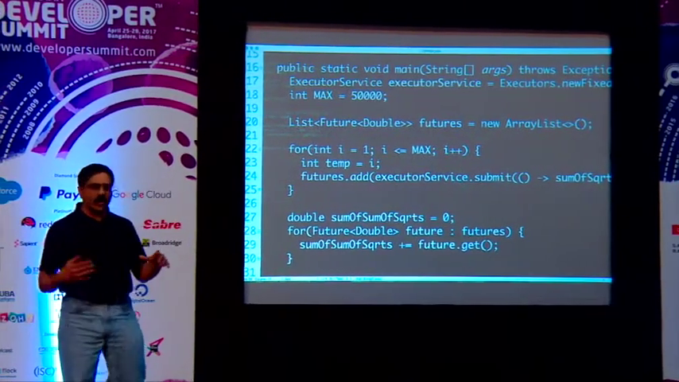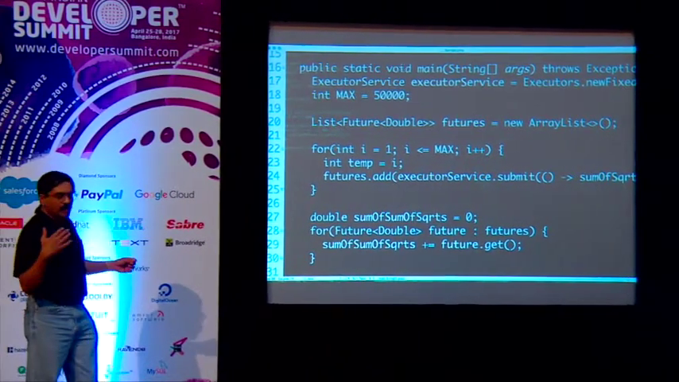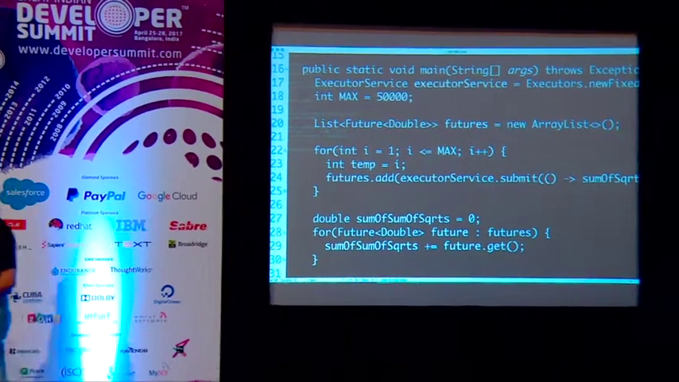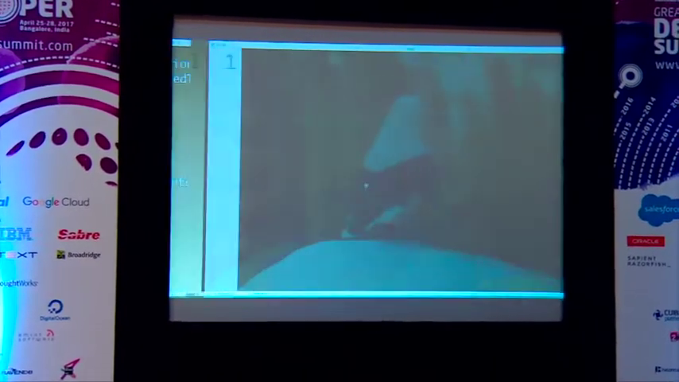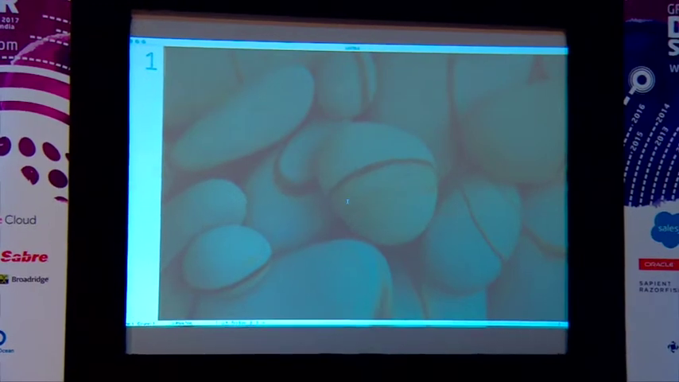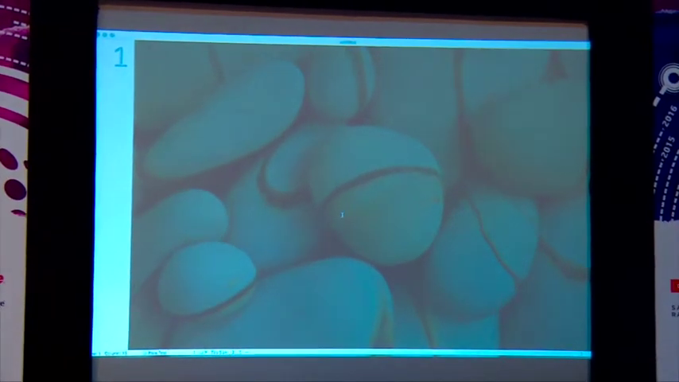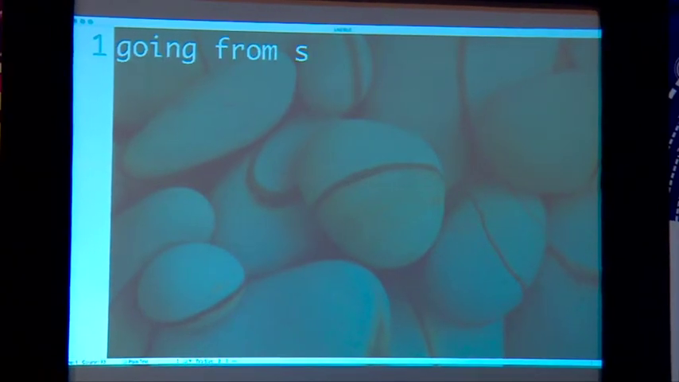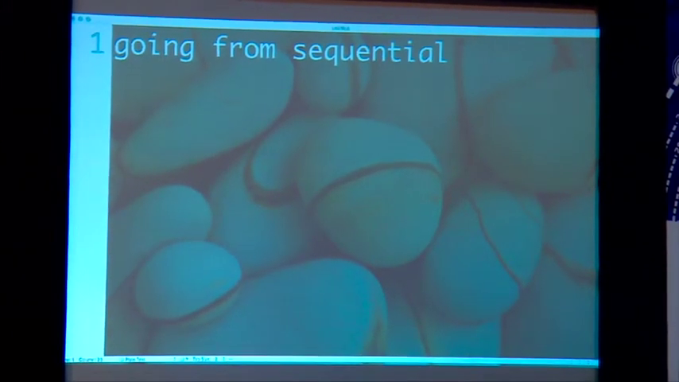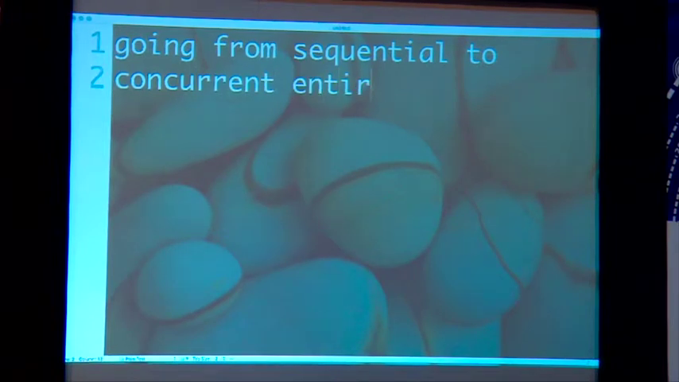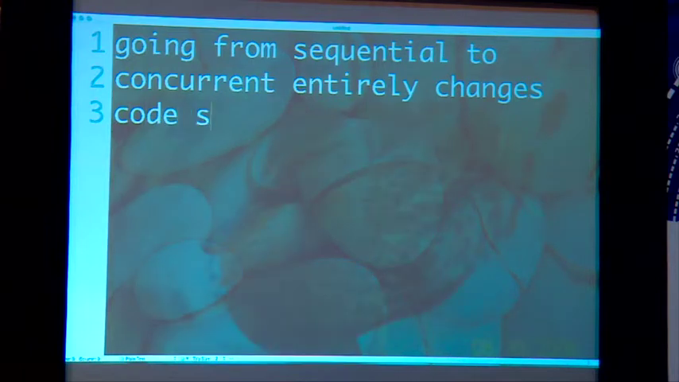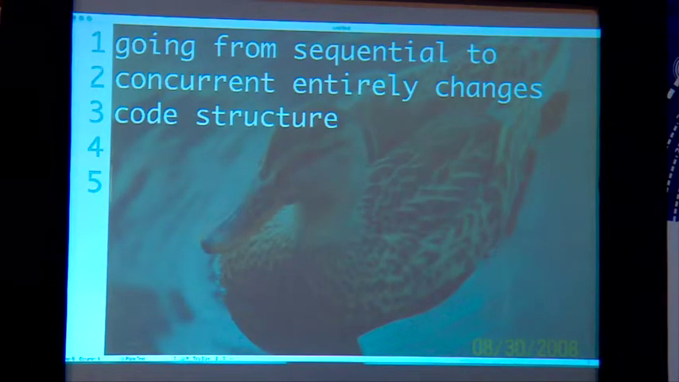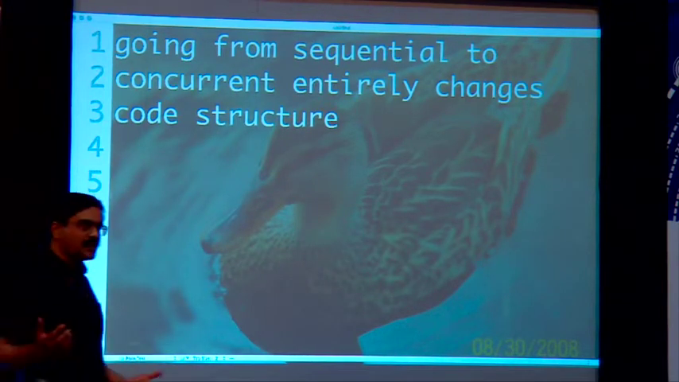So if you are writing sequential code, then when you write the sequential code, the code has a certain structure, obviously. So in this case, the code has some structure. But going from sequential to concurrent entirely changes the code structure, right? This has been our experience in the past, and we suffer through the consequences of it.